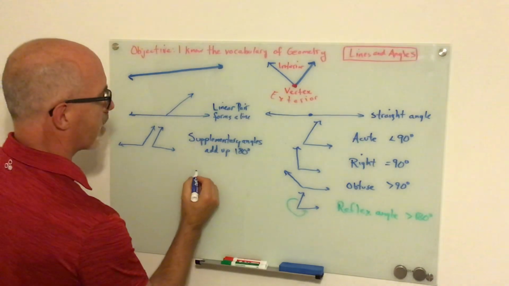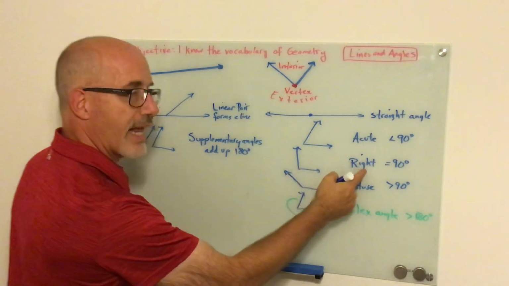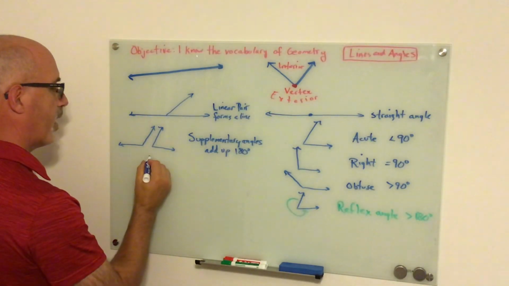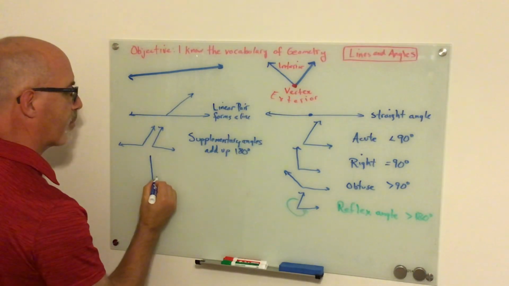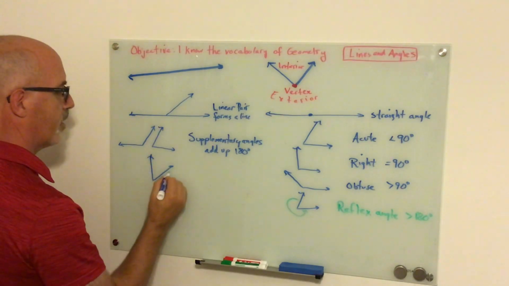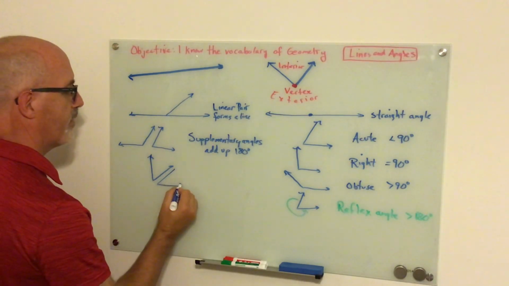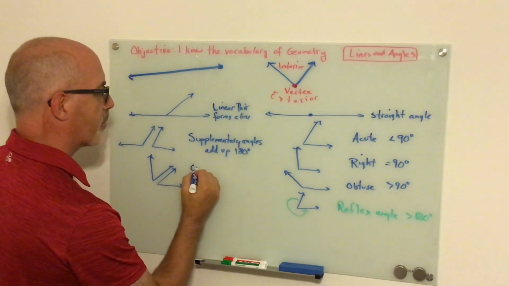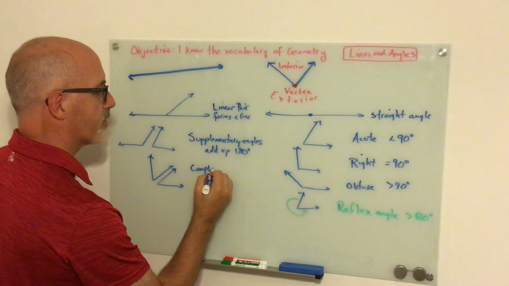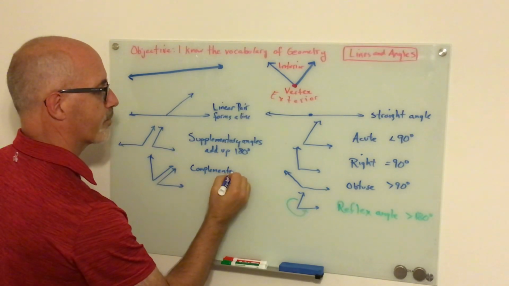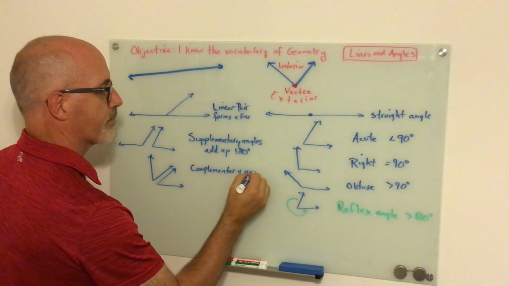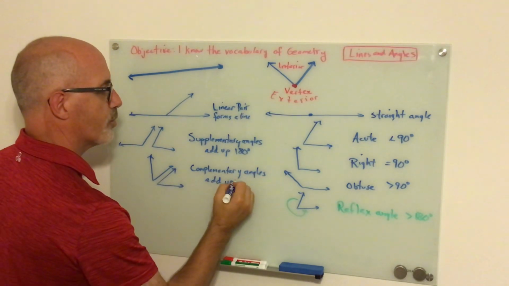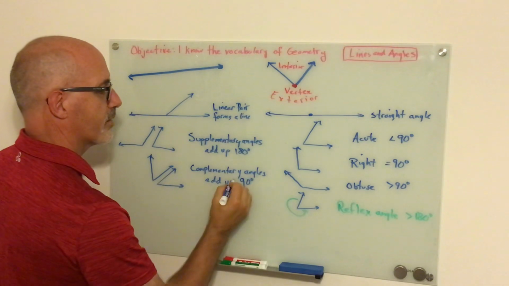Okay, and then we also talk about when we have a right angle and two angles that go together to form a right angle. So I'm going to draw them here separate again. So this one and then this one. If you put these two angles together, they add up to 90 degrees. We call them complementary angles. Those add up to 90 degrees.